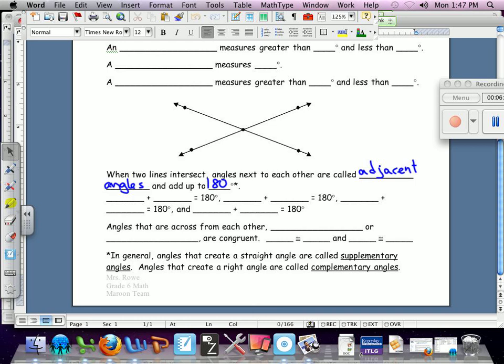What do you call an angle that's 360 degrees? Nothing. Back down to nothing. Right? It's just a line segment then, or a ray.